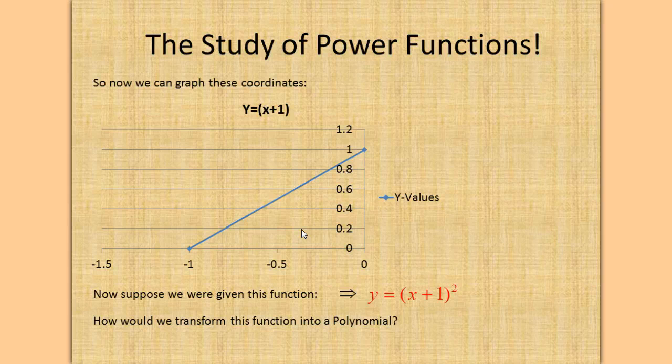Now, suppose we were given the function y equals x plus 1 raised to the power of 2, or quantity x plus 1 squared. How would we transform this function into a polynomial? And the reason why we got to transform it into a polynomial is because there's no way to solve this the way the function is in the condition it is in now. You have to square it, okay, to get it into a polynomial state where you can solve for x.